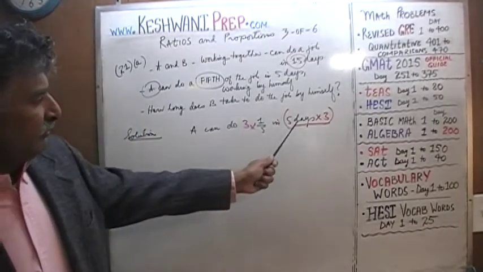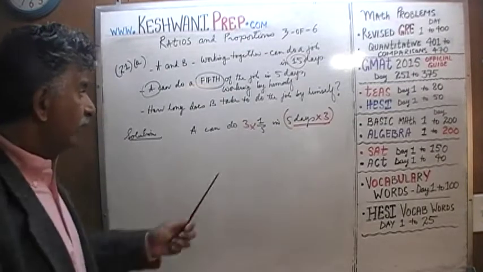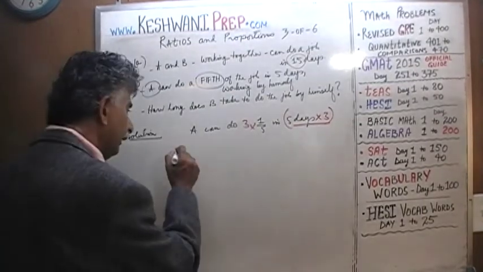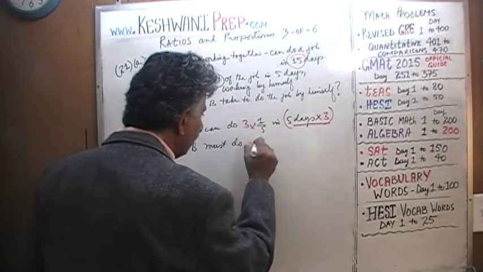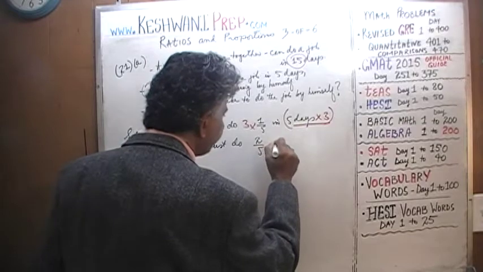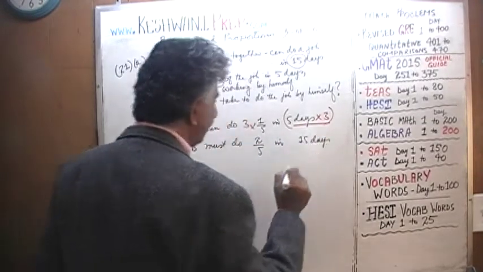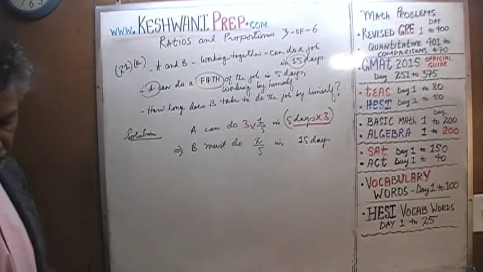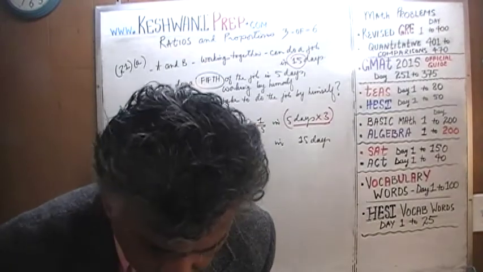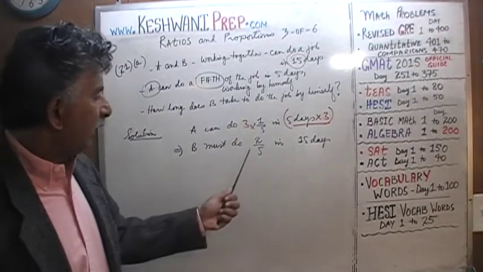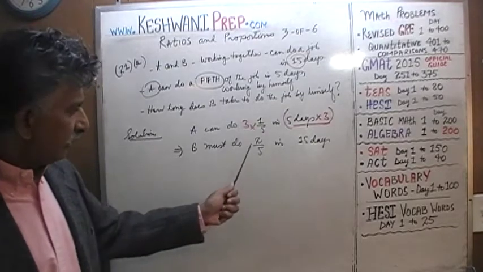A can do 3/5 of a job in 15 days. When they are working together, that's how long they take. But if A is doing 3/5 of a job in 15 days, then that in turn implies that B must do 2/5 of a job in 15 days. Again, we're not interested in how much of the job he can do in 15 days. We want to know how long it takes him to do the whole job. So let's convert this to a whole.